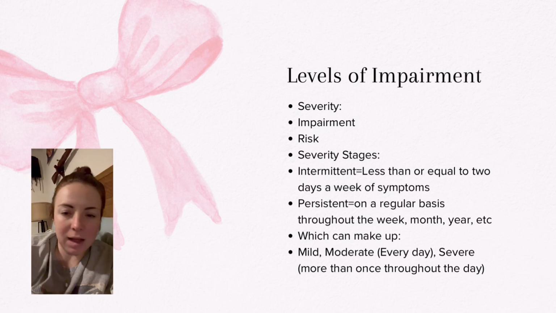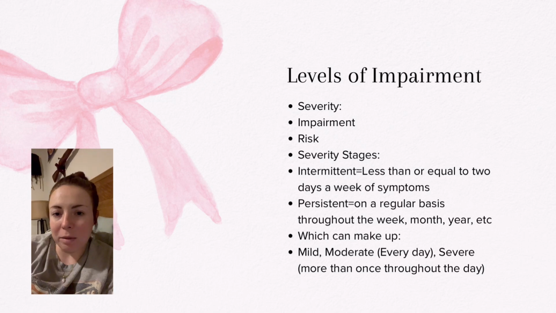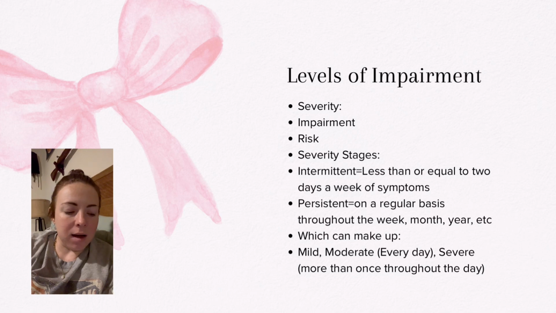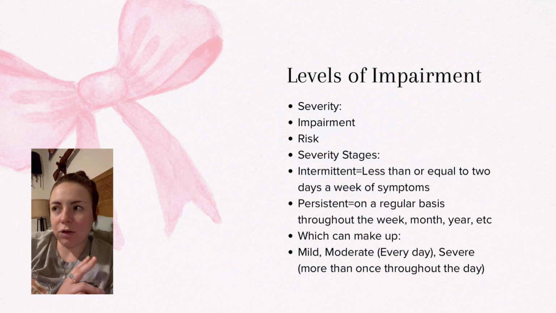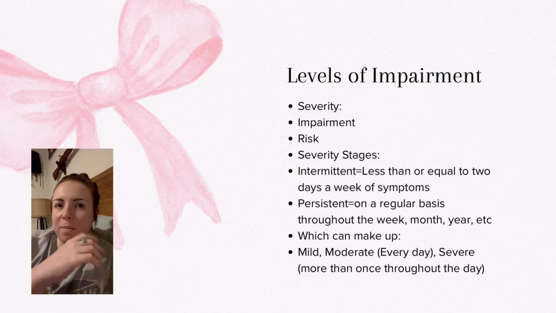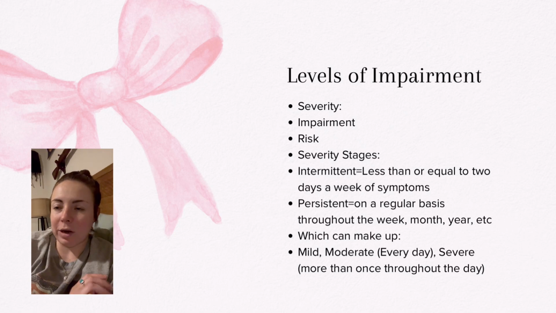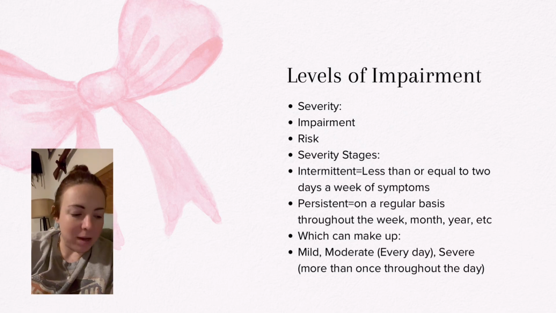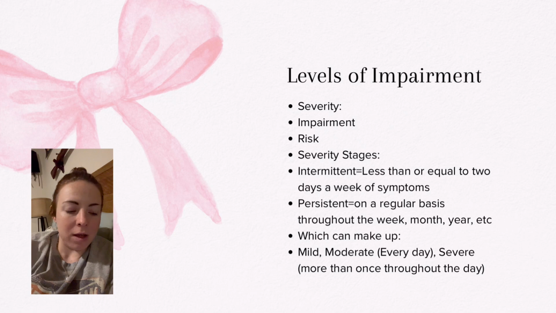So this slide and the next slide are pretty similar. I kind of break it down more in this slide, but basically intermittent would be asthma symptoms that are less than or equal to 2 days a week of symptoms. So maybe the patient has an on and off, dryish cough, and it only happens like a couple times a week. That would be intermittent symptoms.